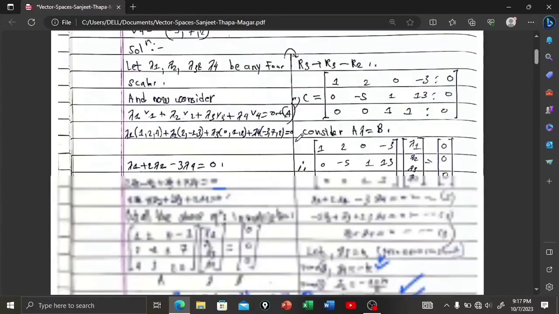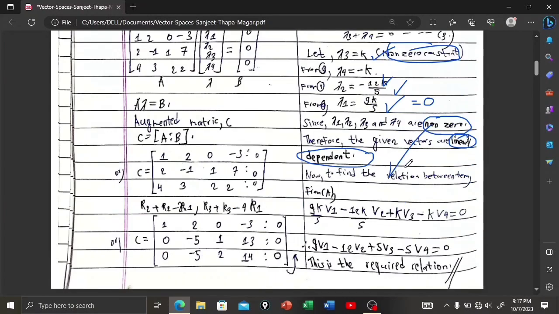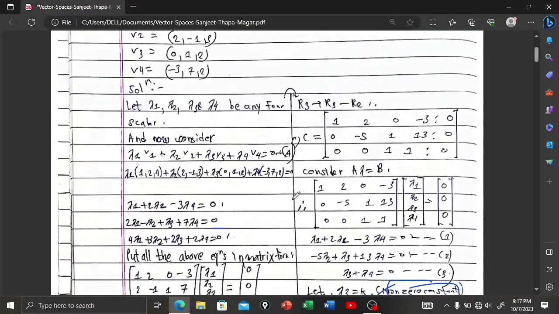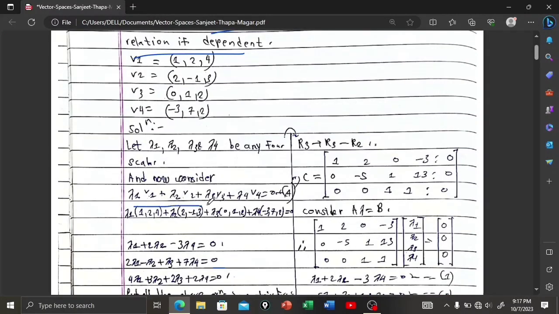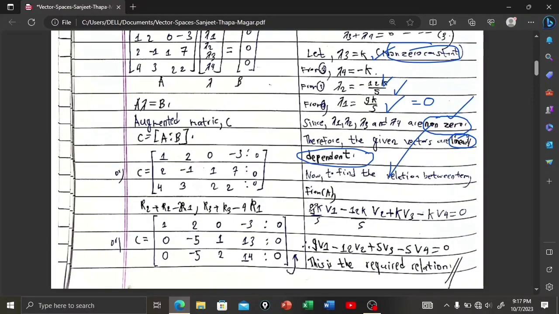Now find the relation if dependent. By this, it is dependent, but what is the relation between them? To find the relation between them, with this equation, lambda 1 b1 plus lambda 2 b2 plus lambda 3 b3 plus lambda 4 b4 equals 0. So lambda 1 is 9k by 5 b1, lambda 2 is minus 12k by 5 b2, plus lambda 3 is k b3, and plus minus k into b4.